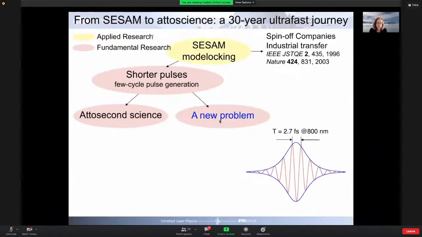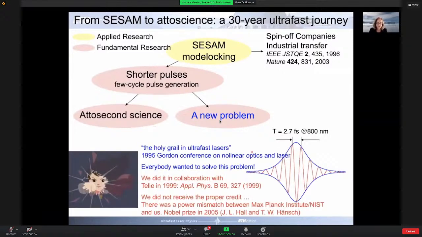By going to attosecond science and pushing the frontiers in pulse duration, we also encountered a new problem, because the position of the electric field underneath the pulse envelope is actually not stabilized within a mode-locked laser. So there are arbitrary fluctuations in the position of the electric field. And if you only have a few cycles, then the position of the electric field underneath the pulse envelope changes the peak electric field, which really is a huge noise generation in high harmonic generation.